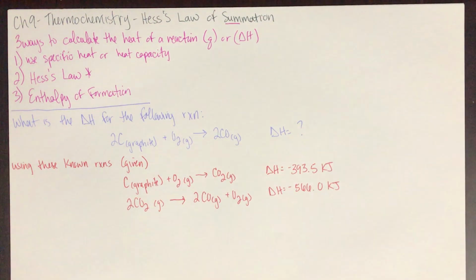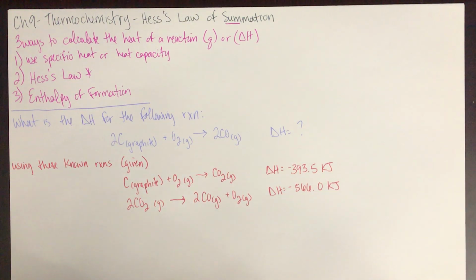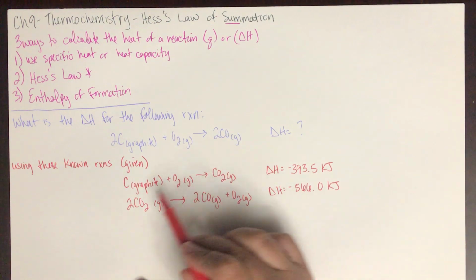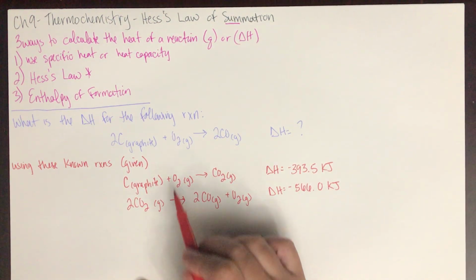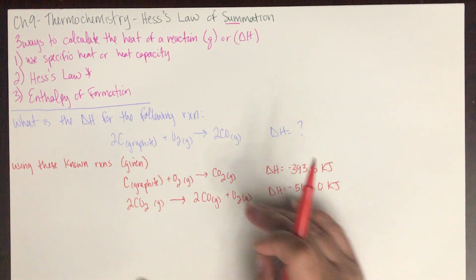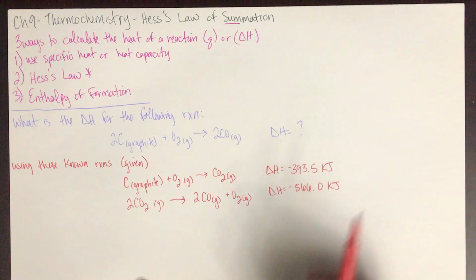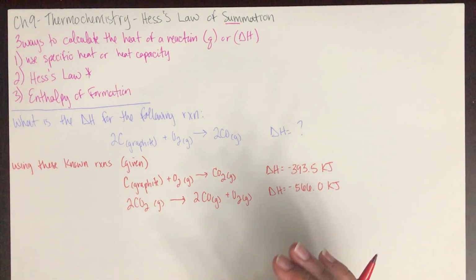So now, what you're doing when you're doing a problem with Hess's Law is you're going to try to manipulate these two equations. You're going to try to add them together somehow to make this reaction that you're interested in. Whatever you do to the reactions, you also do to the enthalpy changes. So let me just show you an example of what this looks like.